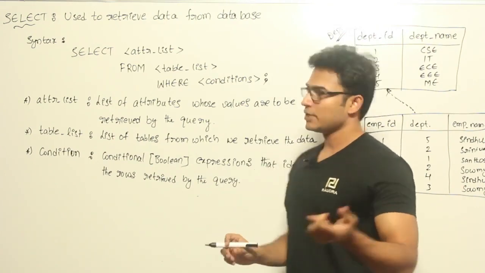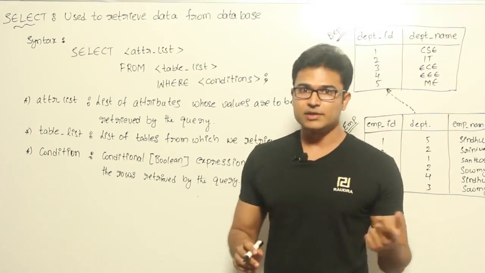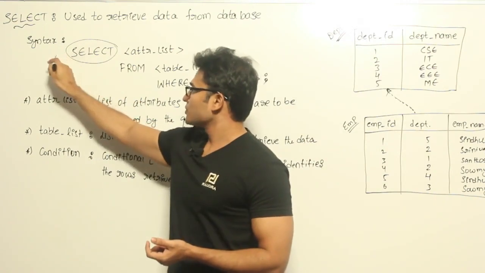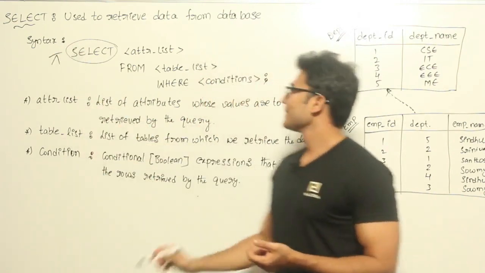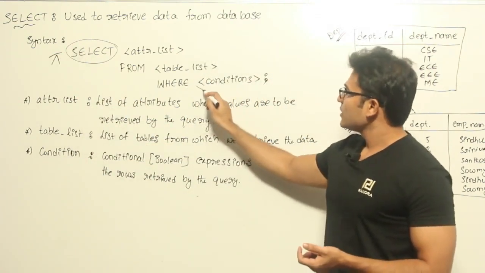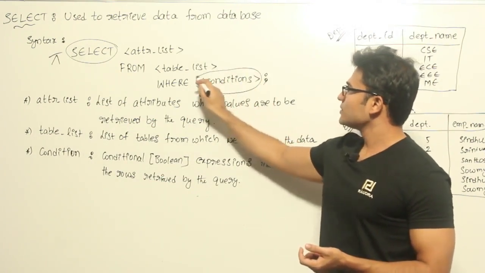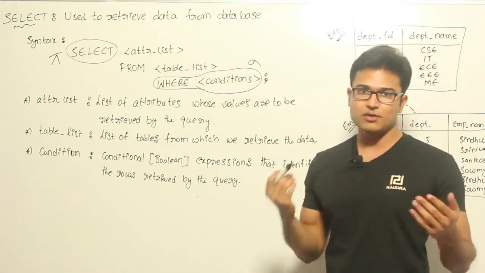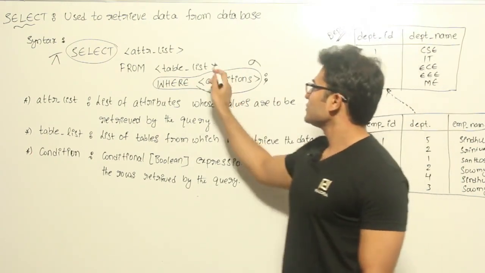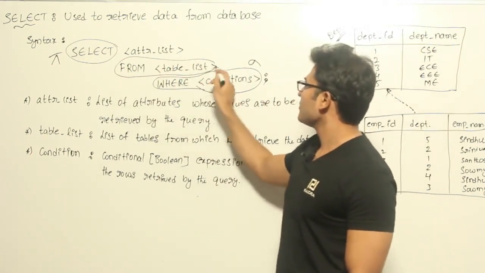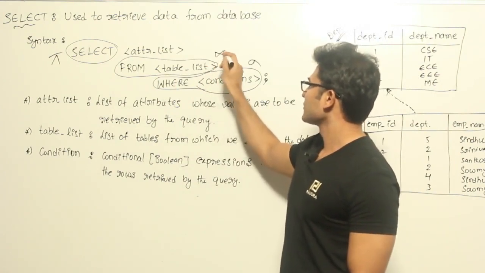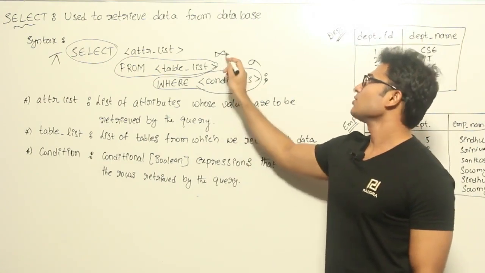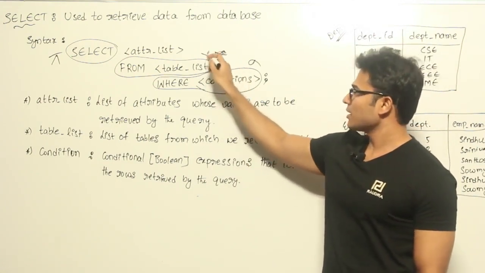Since we have already seen relational algebra, we can compare these three. Select can be compared to projection, pi, and this where and these conditions can be compared to selection, because we are going to filter out some of the rows, and this from table list can be compared to the join, right? Again the join conditions will be written here. In raw form you can think of it as a Cartesian product.